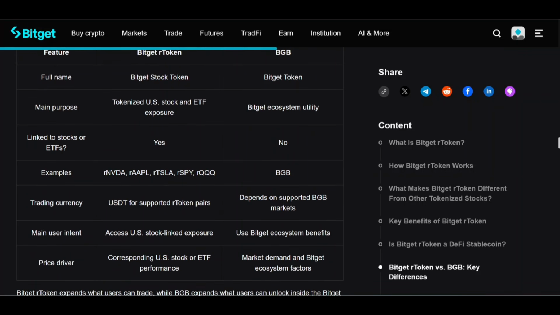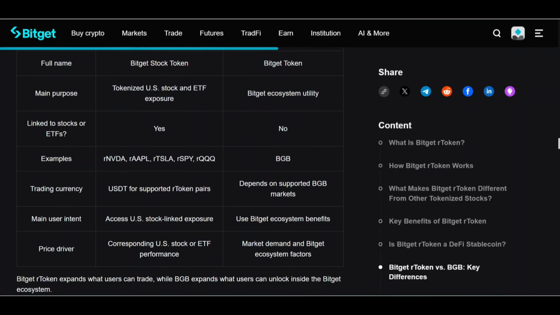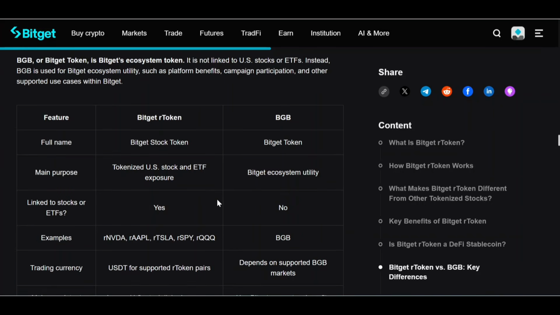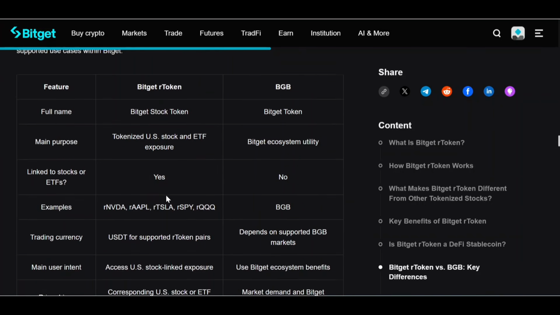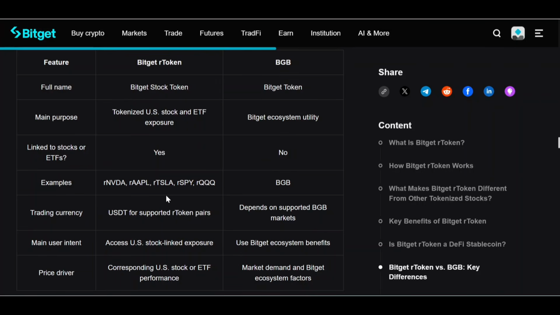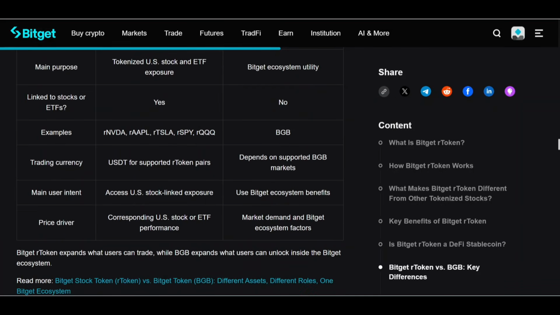Okay, and as you keep scrolling down, you can see all the different differences between BGB and rToken. We won't get so much into that, but just so you guys can check this out, we'll leave links down below for you guys to look at this and get access to all of that.